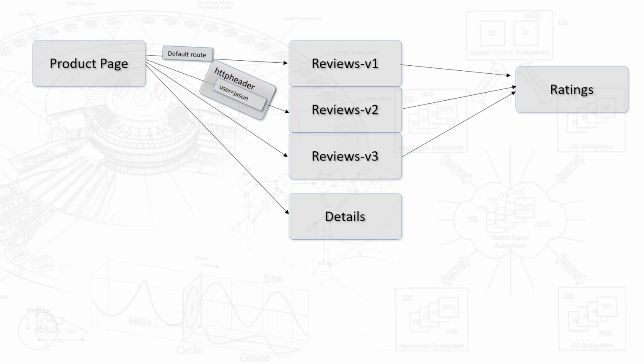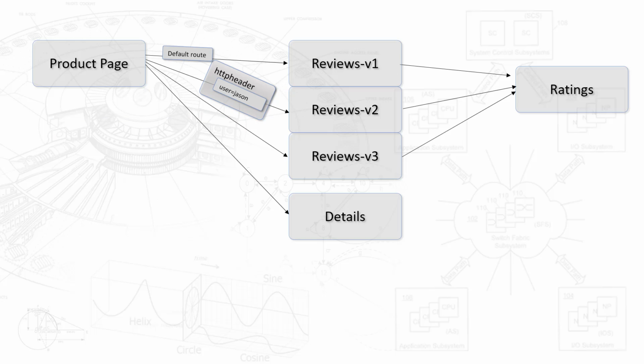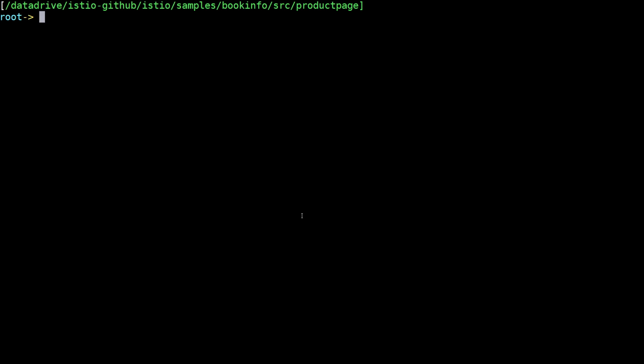One of the things we did is eliminate the default route. I wanted to start from scratch and put that back in so I can explain a few things. What we want to do is re-implement this default route, and then for everything but the HTTP header with the user equals JSON, traffic will get routed to reviews v1. Now the important thing is that the HTTP header with the user equals JSON needs to have a higher precedence. So as the next step, let's reestablish the default route and then explain how the higher precedence for the HTTP header can override the default route.